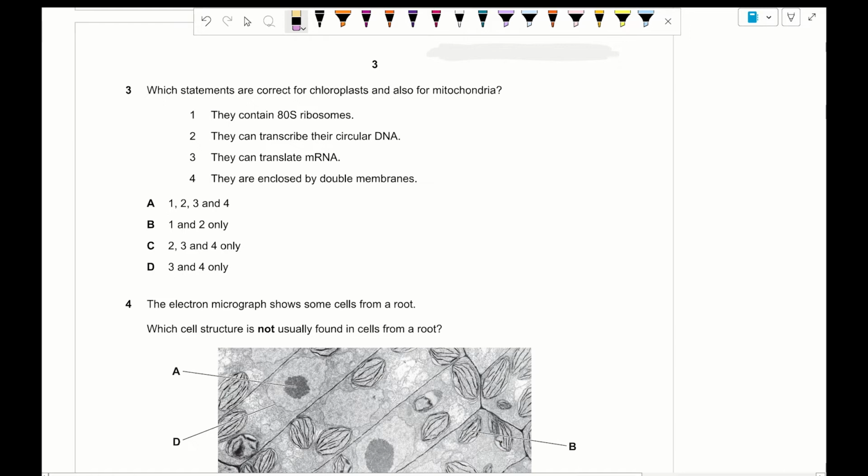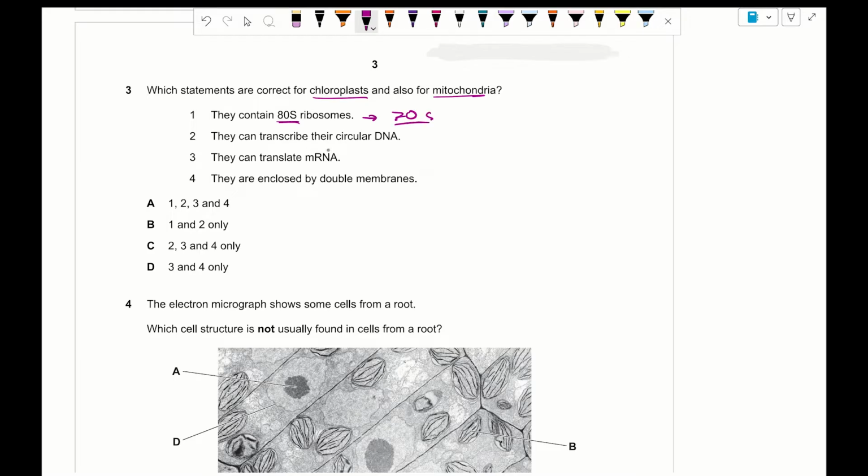Question number 3. Which statements are correct for chloroplasts and also mitochondria? Chloroplasts and mitochondria have prokaryotic origins. So this is our assumption for this question. 1. They contain 80S ribosomes. This is incorrect because they have prokaryotic origins. They have 70S ribosomes.